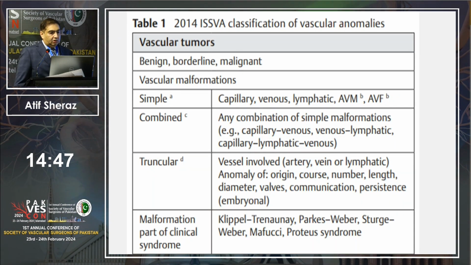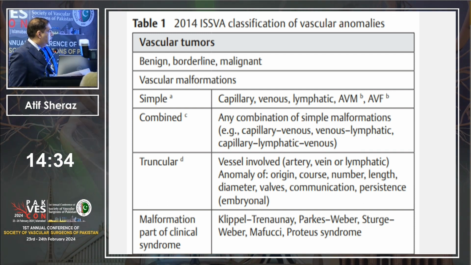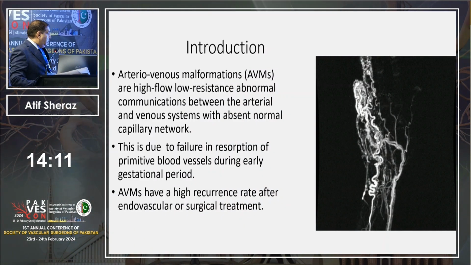Right, so the International Society for the Study of Vascular Anomalies classifies vascular anomalies into tumors and malformations. Among these malformations, I will be basically concentrating on the AVMs. AV malformations are high flow, low resistance, abnormal communications between the arterial and venous systems with an absent normal capillary network. This is due to failure in resorption of primitive blood vessels during early gestational phase. AVMs have a high recurrence rate after endovascular or surgical treatment.